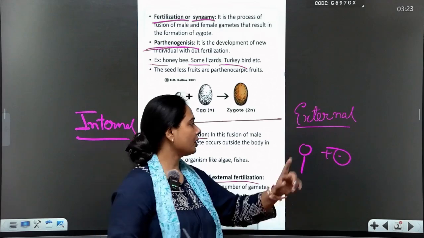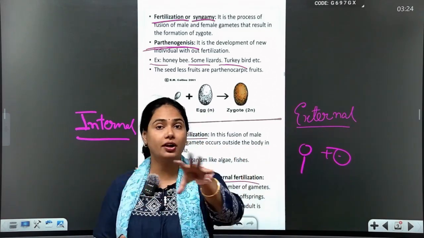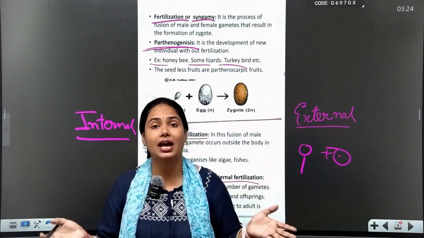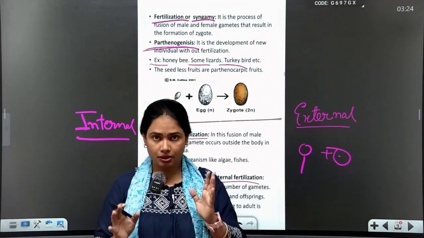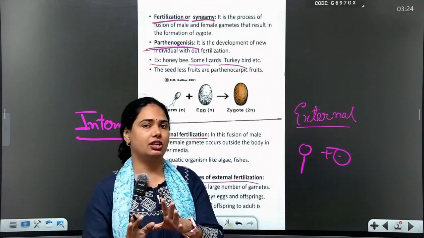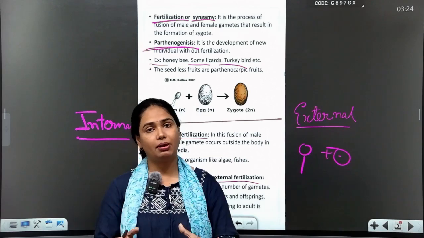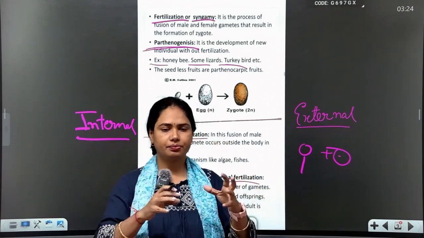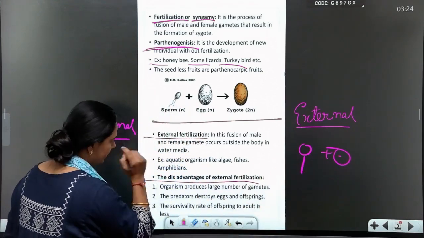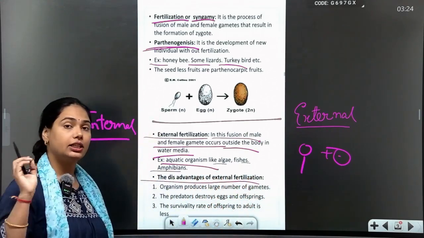This is the difference between external and internal fertilization: sperm and ova meet in an external water medium, and many offspring are produced, but most of them die because any predator can see and eat them. This is the disadvantage of external fertilization: maximum offspring are produced, but they are mostly damaged by predators. External fertilization is the fusion of male and female gametes outside the body. Examples: aquatic organisms like amphibians, algae and fishes show this type of fertilization.